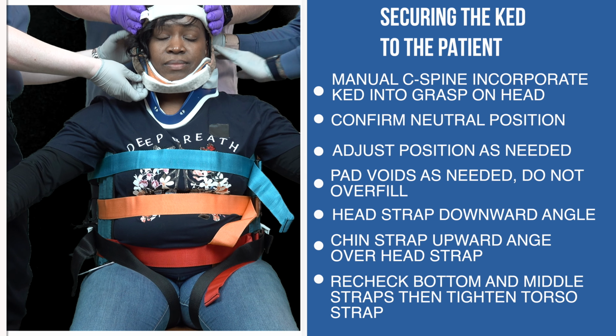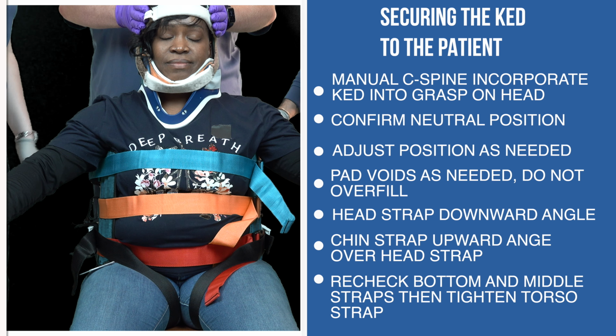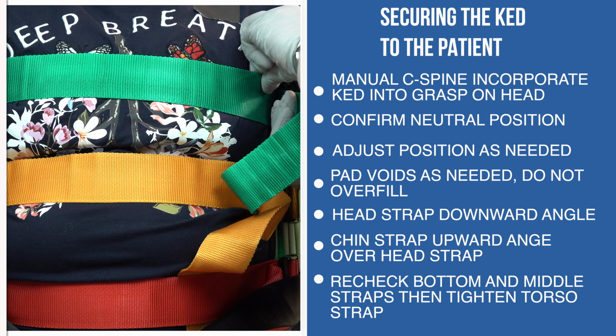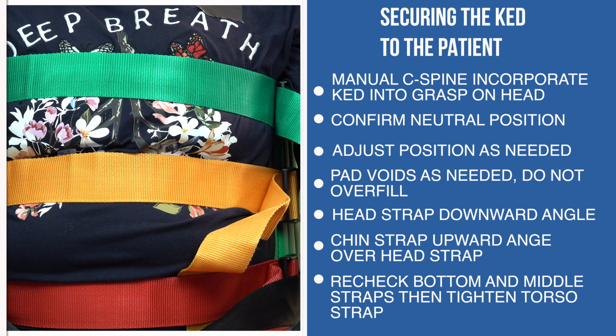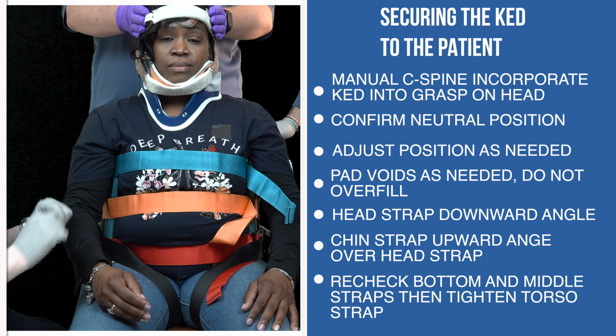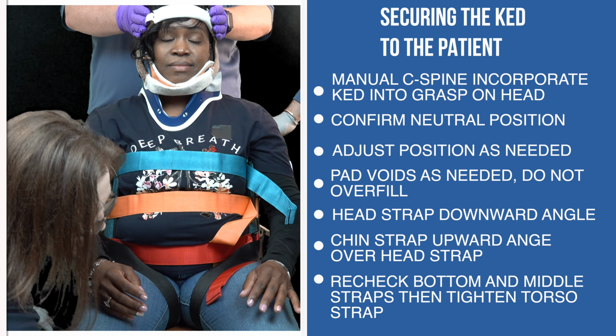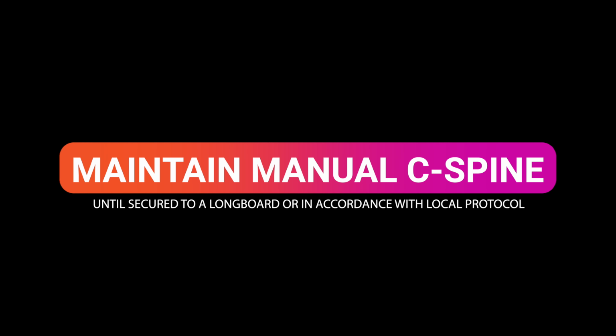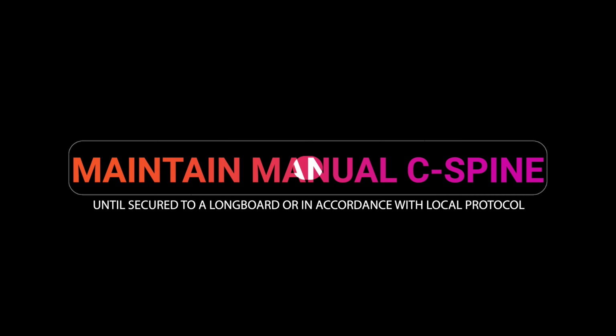Recheck the middle and bottom torso straps to make sure they are snug. Instruct the patient to take a deep breath and hold it until you finish tightening the top torso strap. Finish the KED application by rechecking PMS in all 4 extremities. Remember that manual C-spine stabilization must be maintained until the patient has been extricated and fully immobilized on the longboard or in accordance with local protocols.